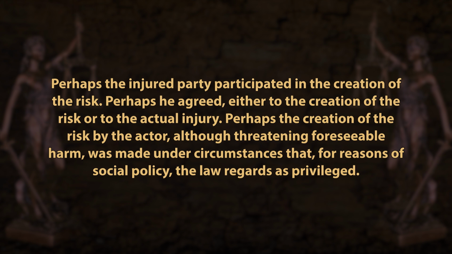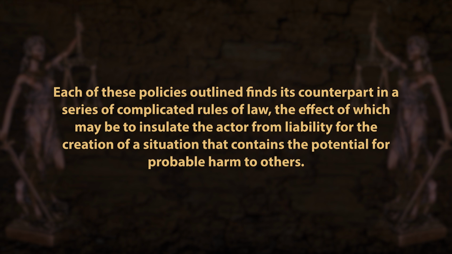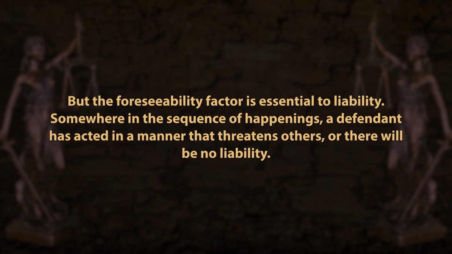Perhaps the creation of the risk by the actor, although threatening foreseeable harm, was made under circumstances that, for reasons of social policy, the law regards as privileged. Perhaps the actual harm was privileged. Or perhaps the risk created, although it threatened foreseeable harm, was not on the whole unreasonable. Each of these policies finds its counterpart in a series of complicated rules of law, the effect of which may be to insulate the actor from liability for the creation of a situation that contains the potential for probable harm to others. But the foreseeability factor is essential to liability.